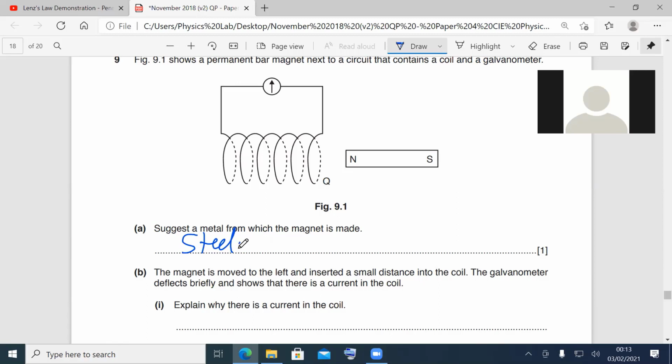Yes, Janab, you are saying? Cobalt. And nickel. Okay. Yes, check there and see. Then the next question says that the magnet is moved to the left and is at a small distance into the coil. The galvanometer deflects briefly and shows that there is a current in the coil.